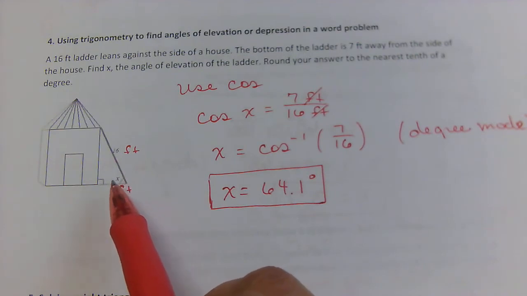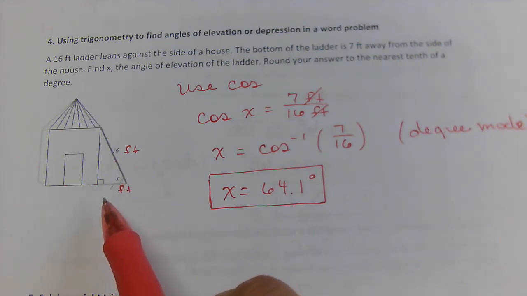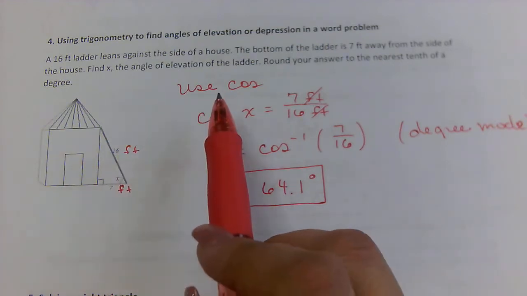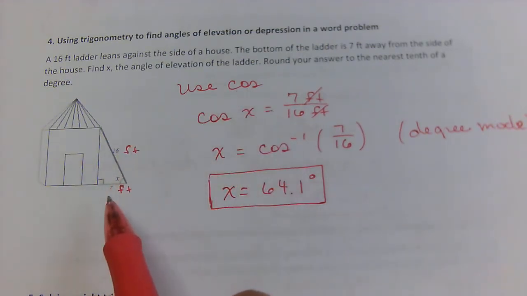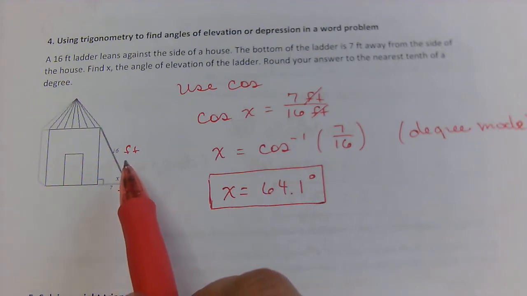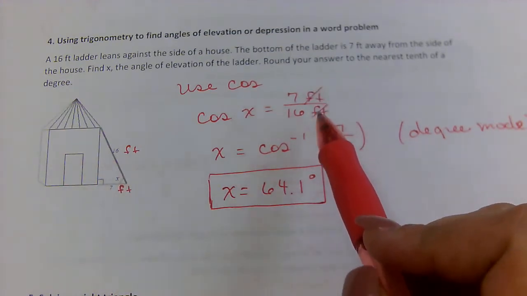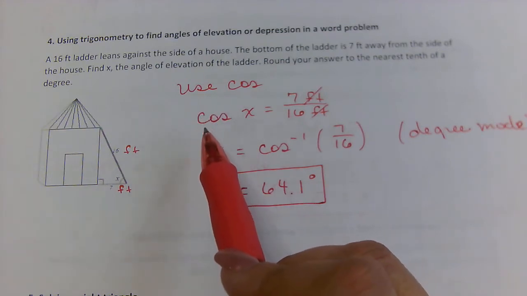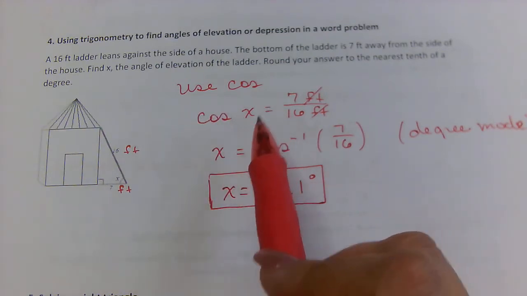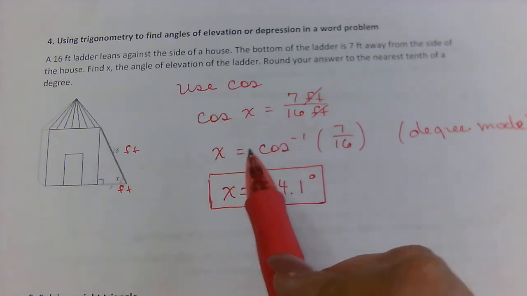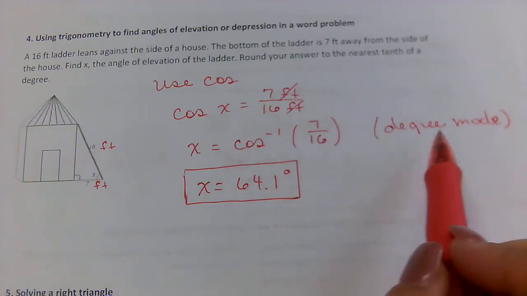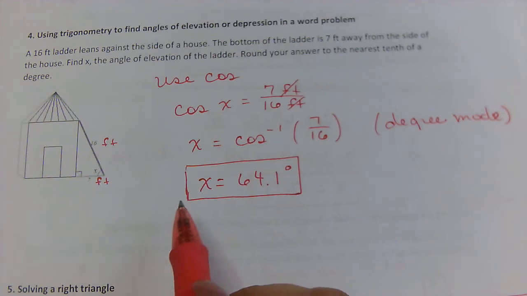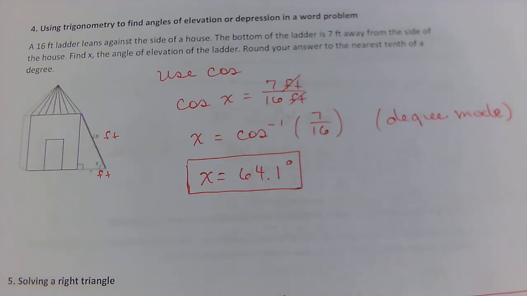So here we're finding x, but in relationship we're given our adjacent and our hypotenuse, so we should use cosine. So cosine of x is equal to 7 over 16. The feet cancels out, and then we're going to go ahead and separate the cosine from the x by doing the inverse. So x is equal to the inverse cosine of 7 over 16. Make sure you're in degree, and you should get an answer of 64.1 degrees.